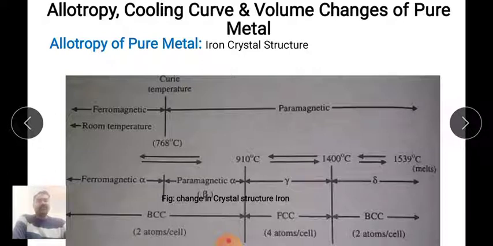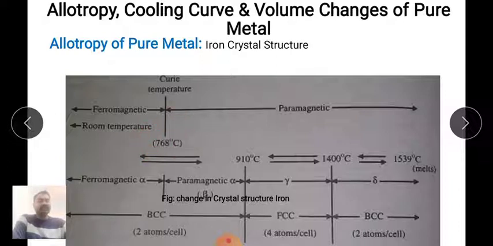From room temperature to 910 degrees Celsius, alpha ferrite is present in two forms: from room temperature to 768 it is ferromagnetic, and from 768 to 910 it is paramagnetic. This means that at a particular temperature, 768 degrees Celsius, it loses its magnetic property, and that particular temperature is known as the Curie temperature.